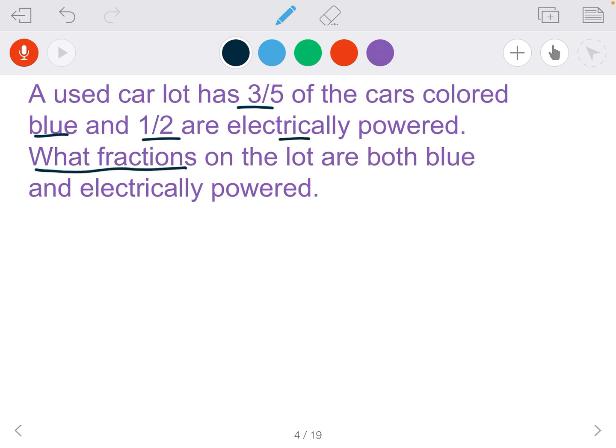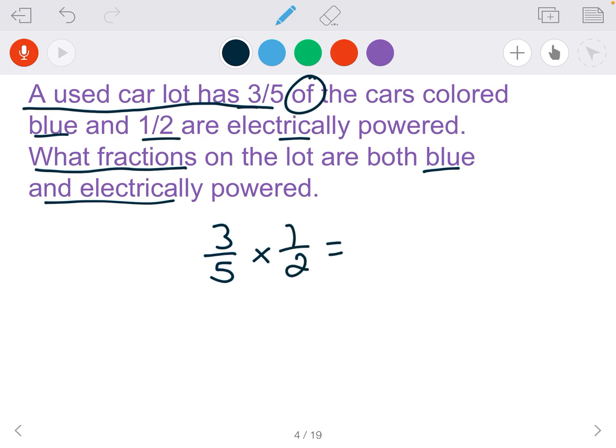What fraction of the lot is both blue and electrically powered? So the car lot has 3/5 of the cars blue, and then here's an "of." That's going to give me a key that I'm going to multiply those two. "Of" and then 1/2. So now I'm just going to multiply straight across.